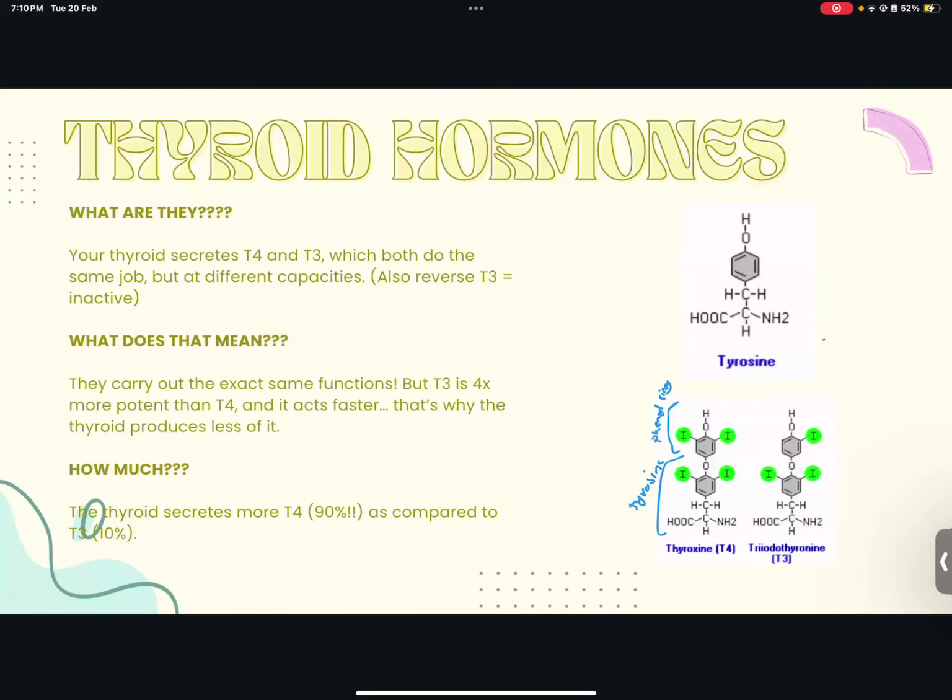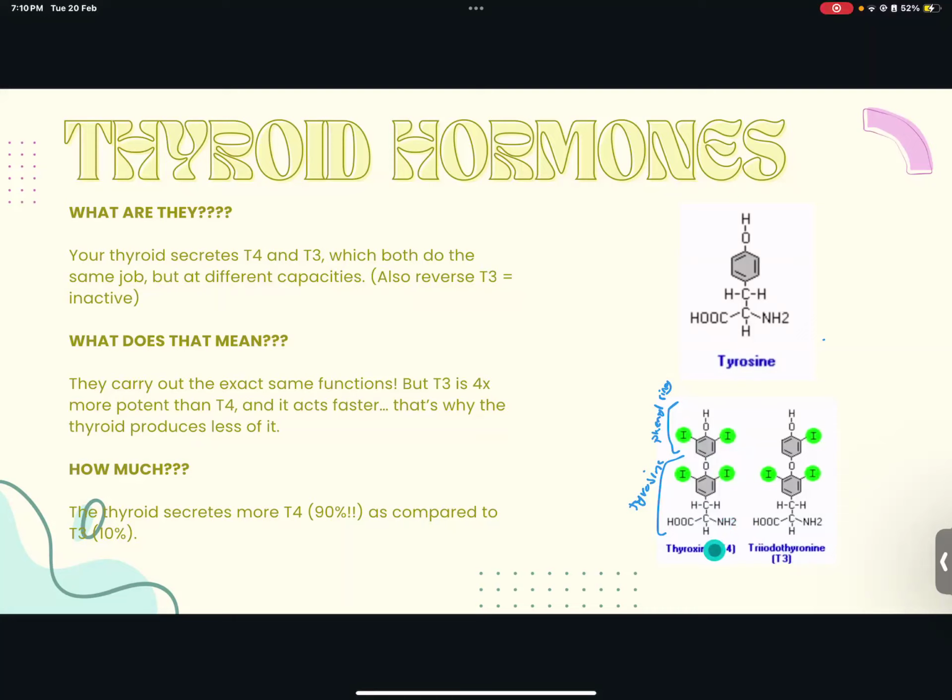Now let's talk about the thyroid hormones. What are the thyroid hormones? Well, your thyroid basically secretes T3 and T4, which are two thyroid hormones that are made up of tyrosine residues. As you can see here, this is the tyrosine molecule. Here it has tyrosine and another ring attached to it. It's a phenyl ring. And it has iodine on it. Now, whether it's T3 or T4 will depend on how many iodines there are on the molecule.